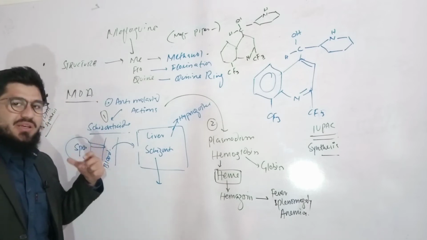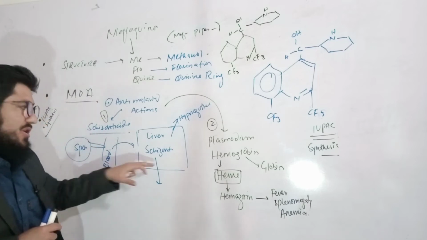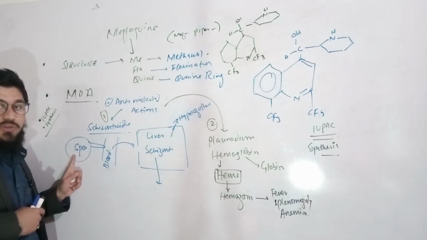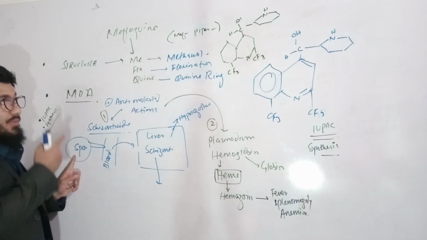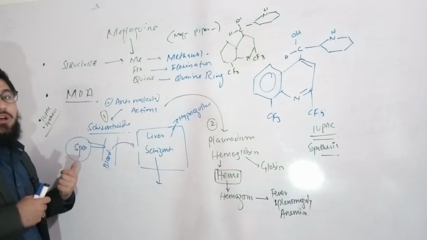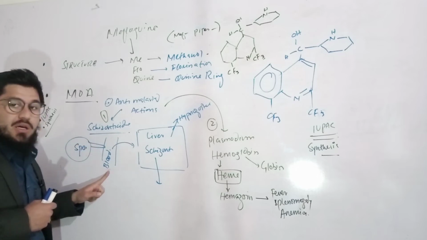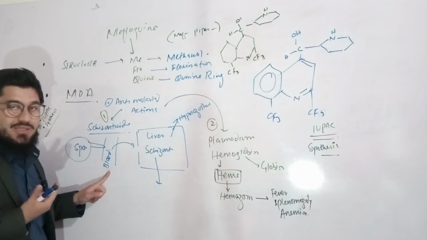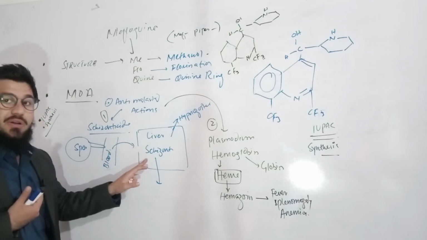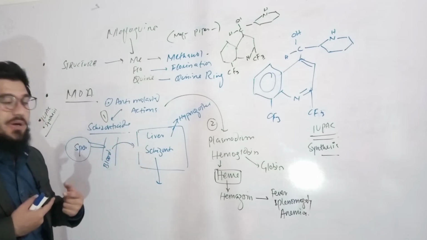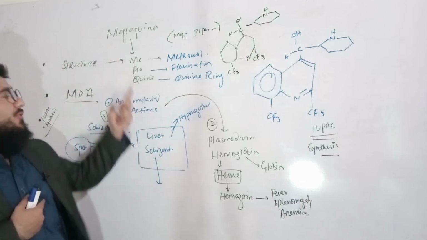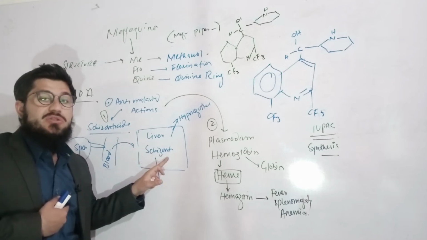Now, let me give you a little bit of background of this schizont, where it is coming from. Simple. The vector, the female Anopheles, has this parasite, the plasmodium. That is called a sporozoite when it is in the Anopheles. When it enters the blood of humans like us, it moves through the blood to the liver. In the liver, it changes its shape. Then that sporozoite is called a schizont. Now, when we give mefloquine, it will destroy these schizonts.